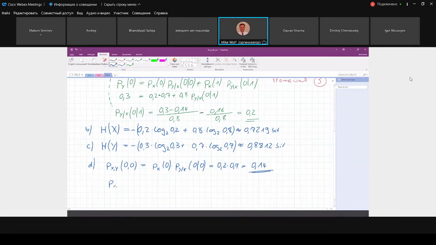So this is the first, and you can calculate the others. So p of 0 and 1 is equal to, here, y of 1 and 0, and here p x y 1. Just try it on your own.